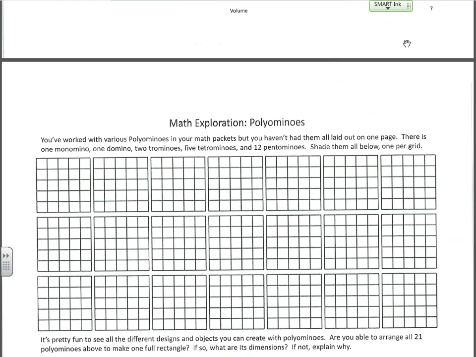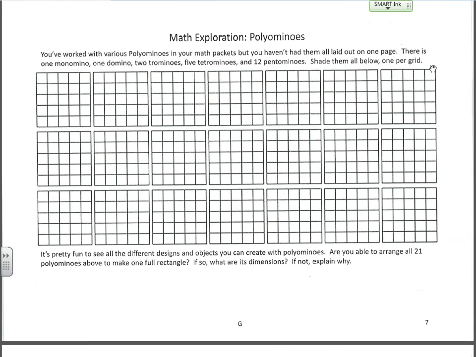Next, math exploration with polyominoes. All the polyominoes that I used in that last question, the polyomino question, turns out there are 21 of them total. Okay, one monomino, which means that it's just a single block, prefix mono. One domino, which is a polyomino made with 2 blocks.